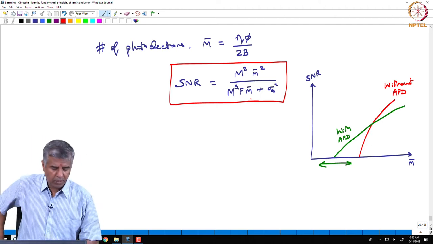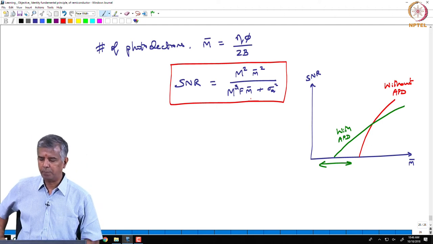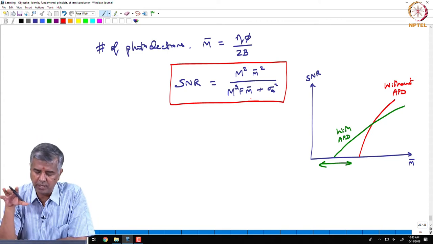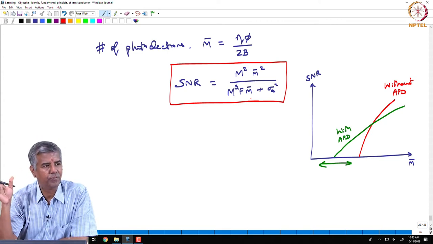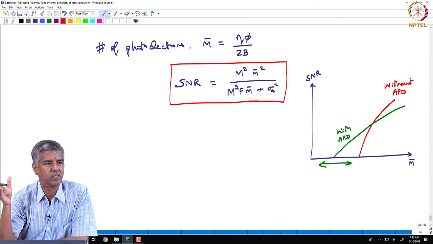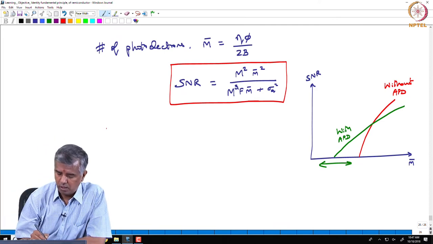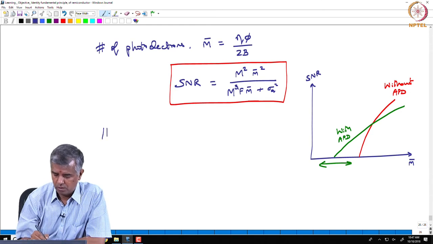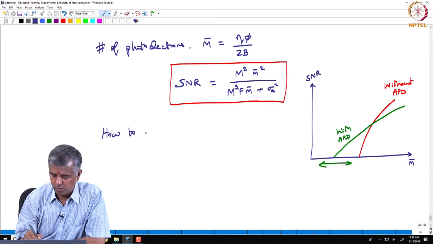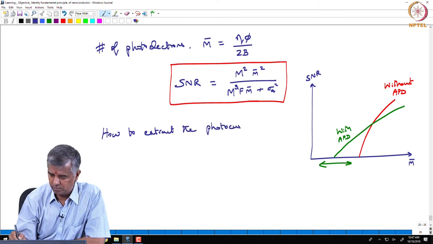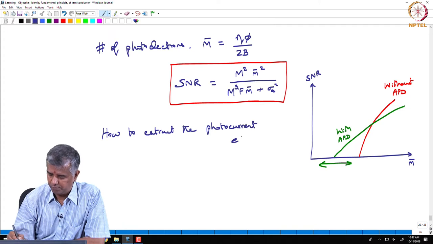So far we have been talking about what is happening to the photodiode; we have not actually figured out what is happening in the external circuit, okay. So, the question is how to extract the photocurrent efficiently.